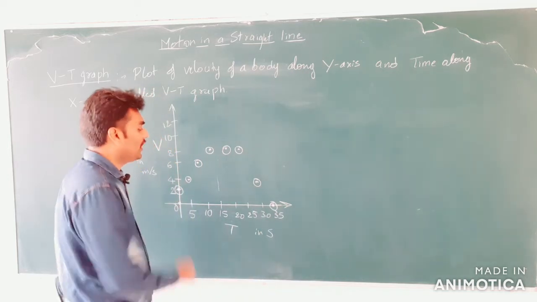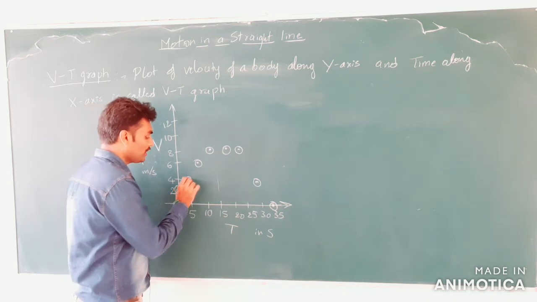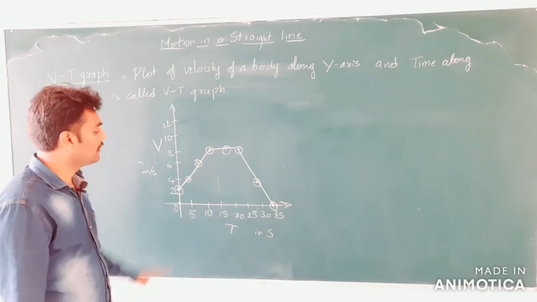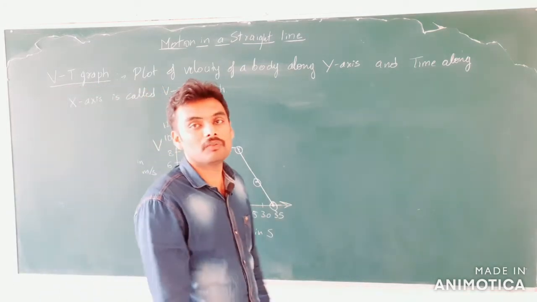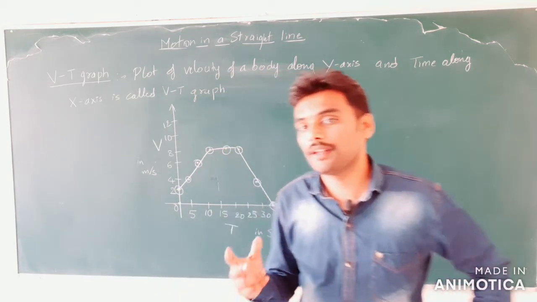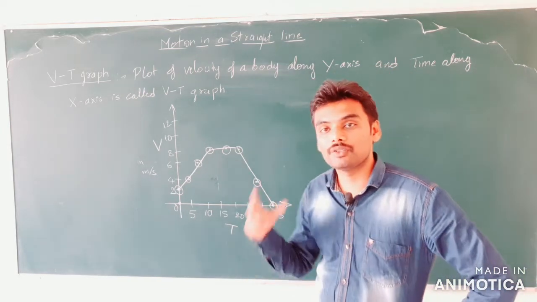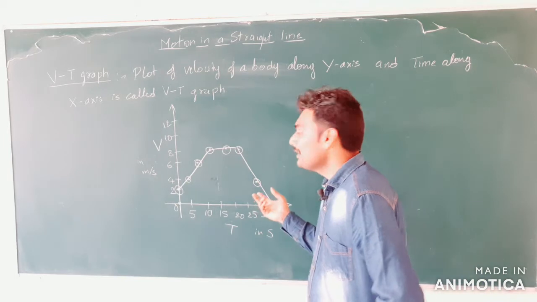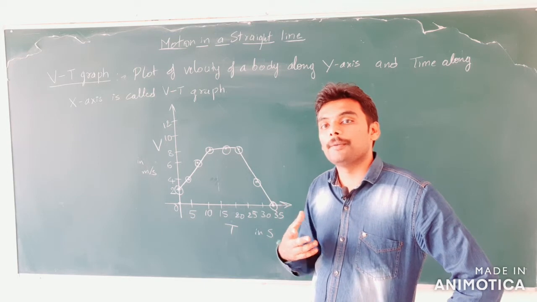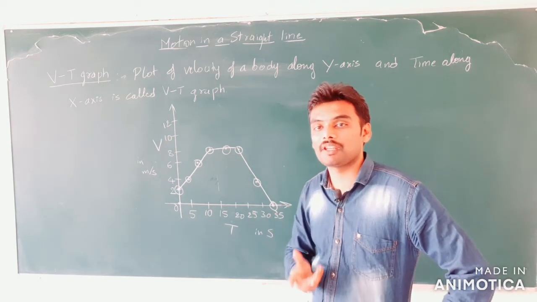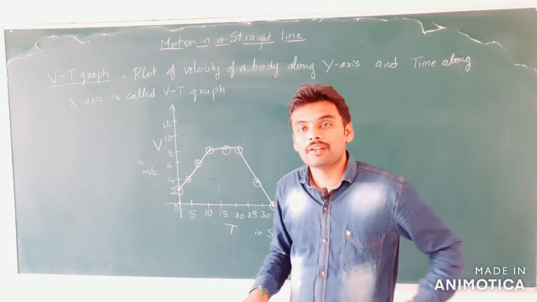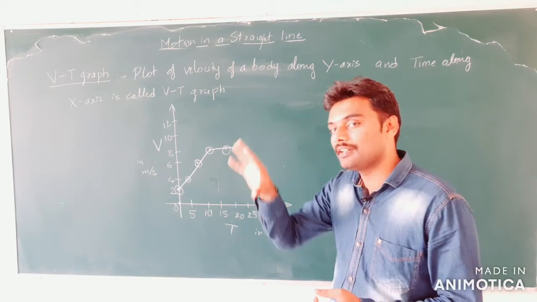So now if I join all these lines, the graph starts from this point and travels like this. If I join all these lines, this is our VT graph for the motion that I just discussed. The reason I gave them together is you should be able to analyze a VT graph and understand what kind of motion is happening there. Clear? The intention of drawing this graph is that one should understand what kind of motion is happening.